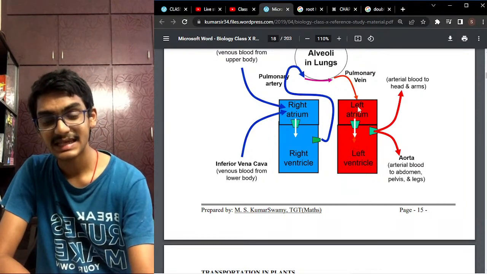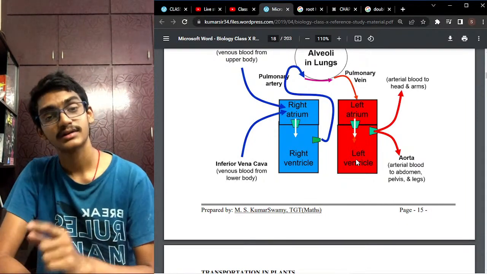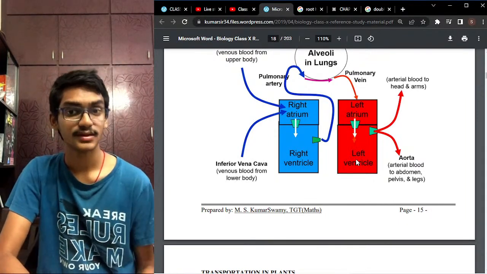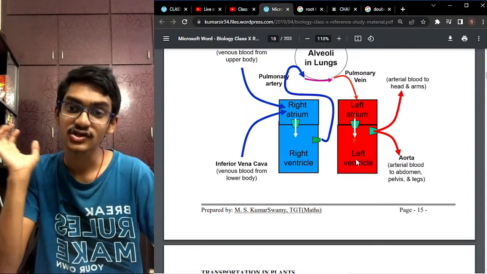Ventricle is relaxing in this case. The left atrium will also pass the blood to the left ventricle. So this is called the diastolic pressure. Whereas what is called the systolic pressure?